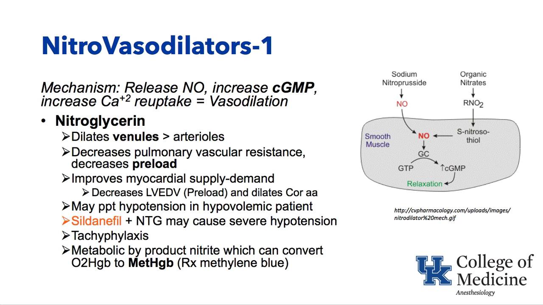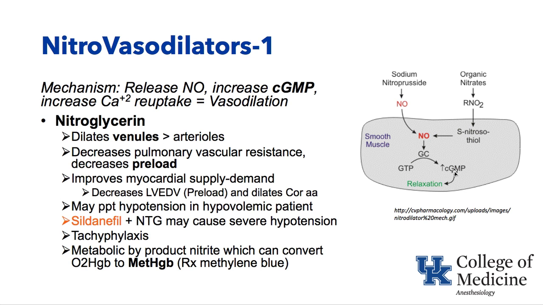Let's move from vasoconstrictor, vasopressin, to vasodilators now. And the mechanism of these nitrovasodilators, which are nitroglycerin and nitroprusside, is shown at the top right. In this graphic, you can see sodium nitroprusside and organic nitrates resulting in increased nitric oxide, increased cyclic GMP, and relaxation of smooth muscle. And it does that by increasing calcium reuptake, so less calcium in that vascular smooth muscle.